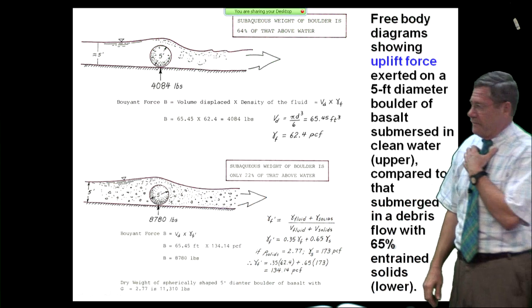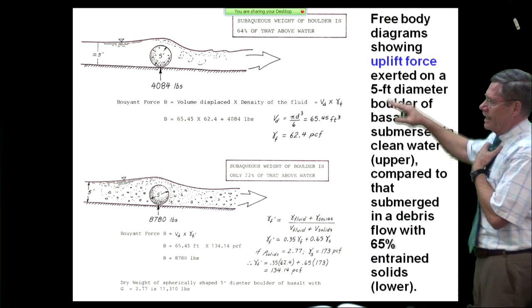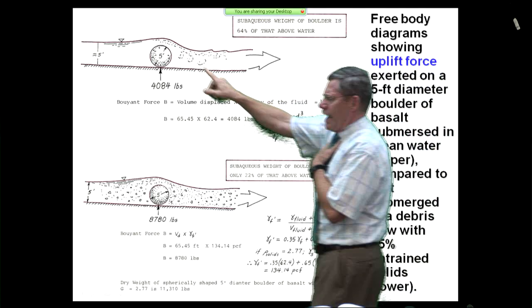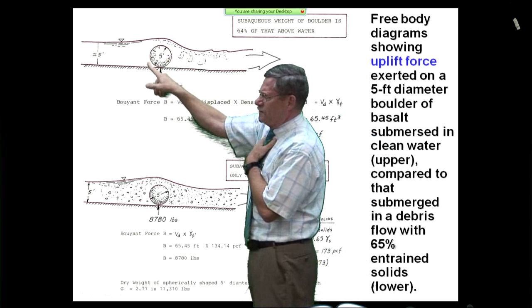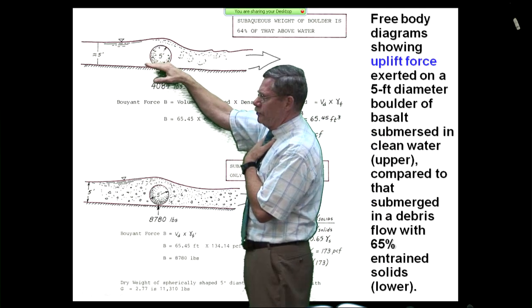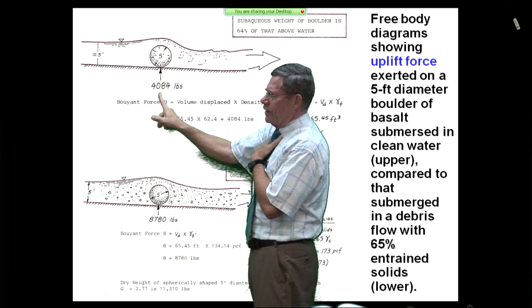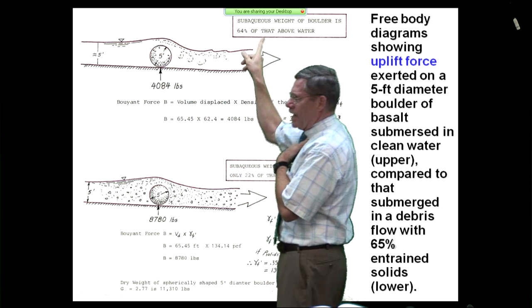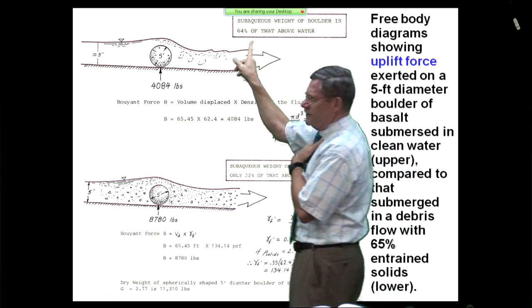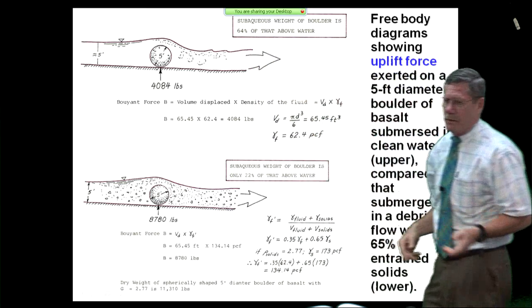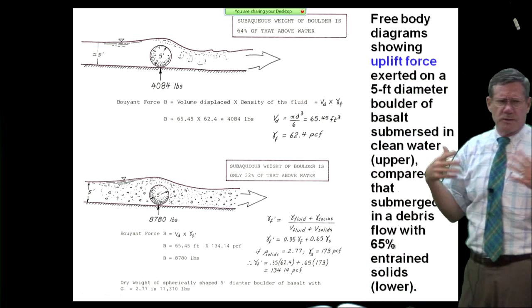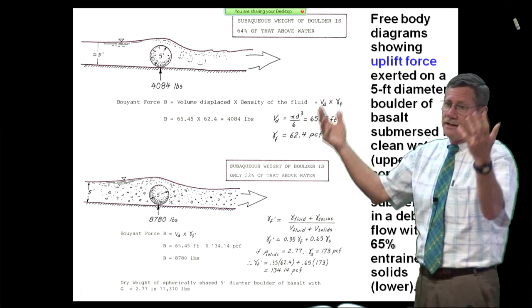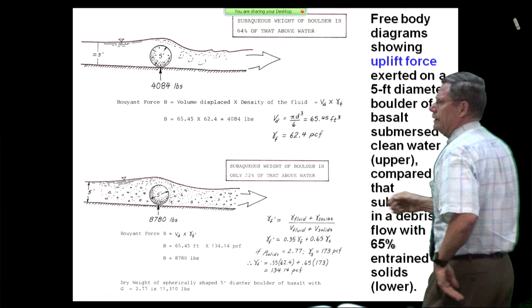Now, what's going on here from a physics point of view is pretty easy to understand. It all gets to uplift force. So if we actually look at a 5-foot diameter sphere of basalt and we put it under clear water, we have an uplift force of about 4,000 pounds. And the subaqueous weight of the boulder is only 64% of its weight above water. We know that if we go swimming and we pick up somebody in the swimming pool, they don't weigh as much because their weight is buoyed by the water.